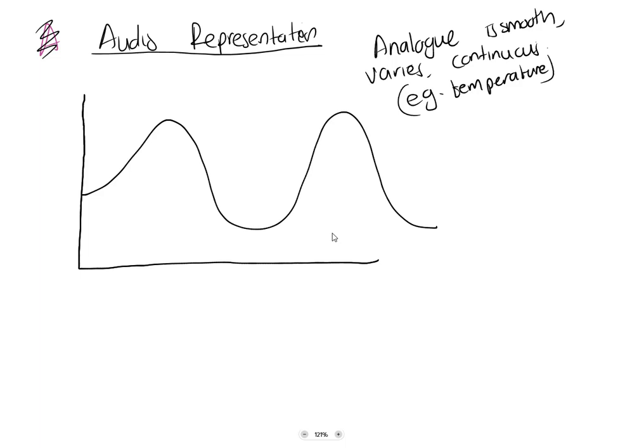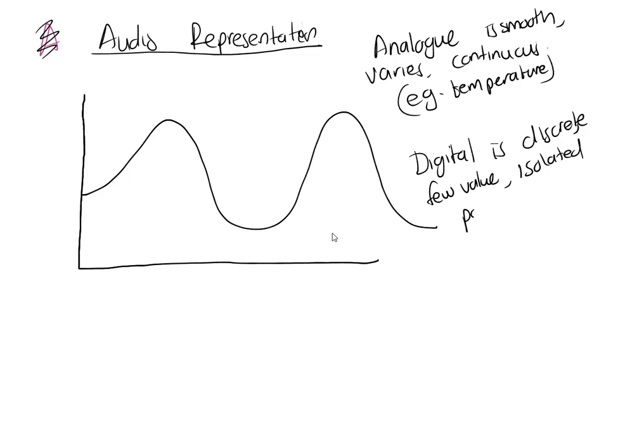And this is contrasted to digital. And digital is discrete. It has few values, also a finite set of values. These values are isolated points of measurement. Okay, so examples of this can be, I don't know, oh, what about Morse code? Okay, so Morse code is an example.